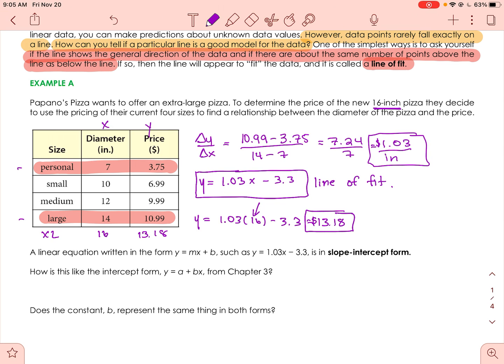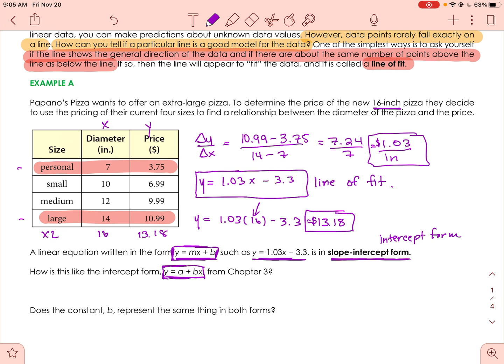Now, a linear equation written in this form, y equals mx plus b, which is what we have, y equals 1.03x minus 3.3, is written in slope-intercept form. What you'll notice is that slope-intercept form looks exactly like intercept form. The difference is the use of letters and which letter represents what. If you see y equals mx plus b, it looks very similar to y equals a plus bx.